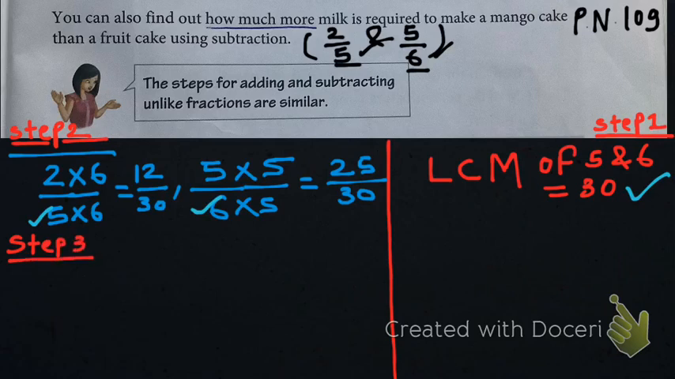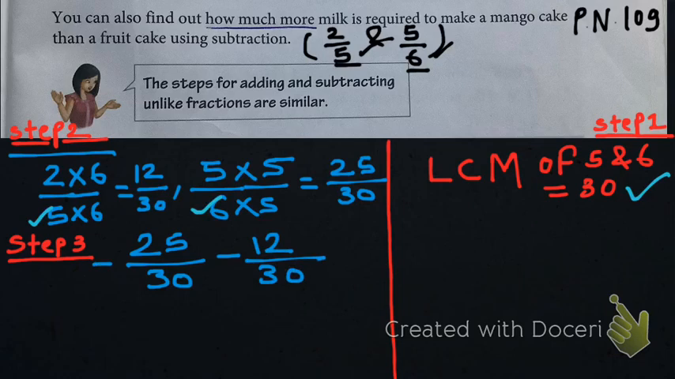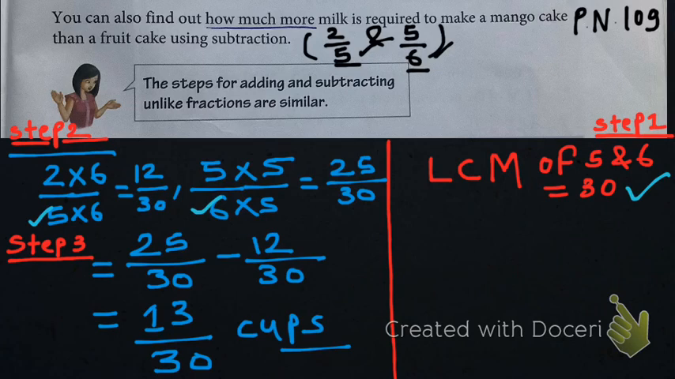Now step number 3. In step number 3 we have to subtract. So what we'll do, we'll subtract the smaller number from the greater number. Students, the greater number is 25 upon 30 and the smaller number is 12 upon 30. When you subtract, your answer will become 13 upon 30 cups.